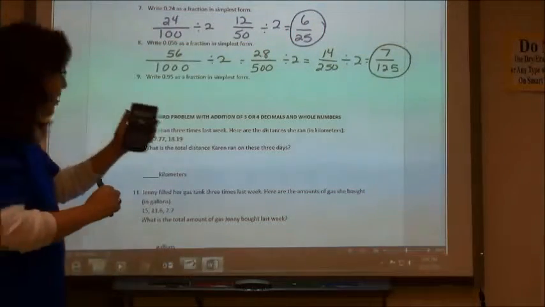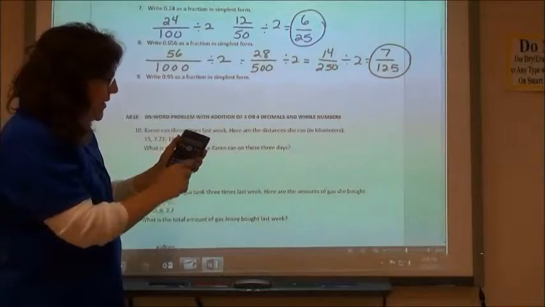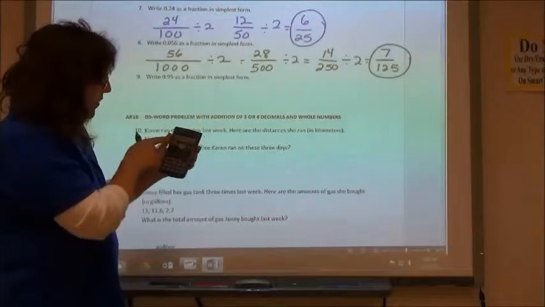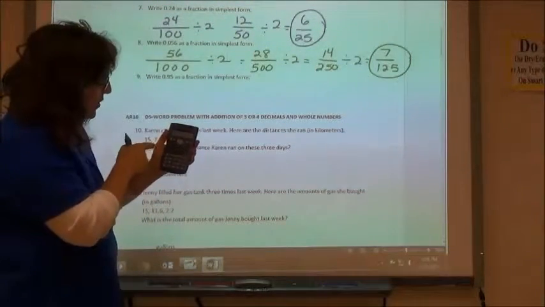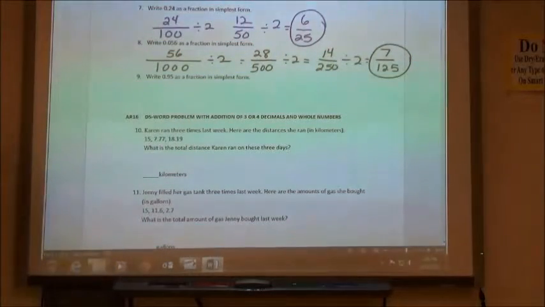So again, with my calculator, 0.056, hit equals, it'll show the decimal, Shift and the fraction, and 7 over 125 is what you should get on your calculator.